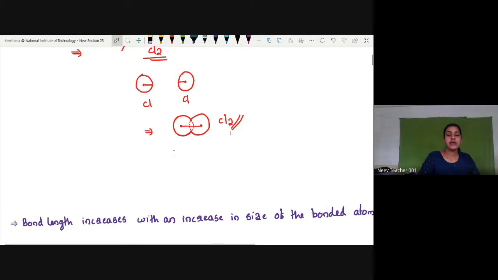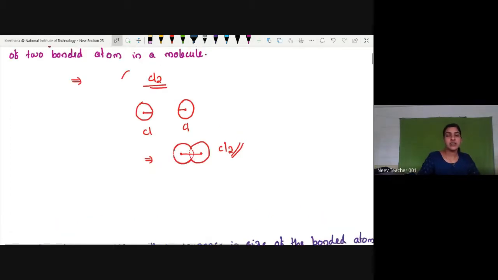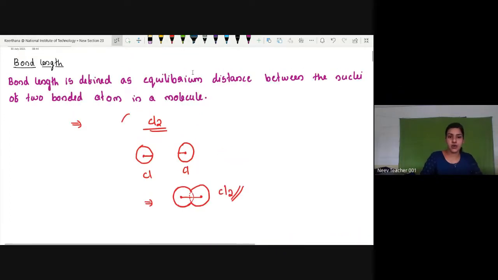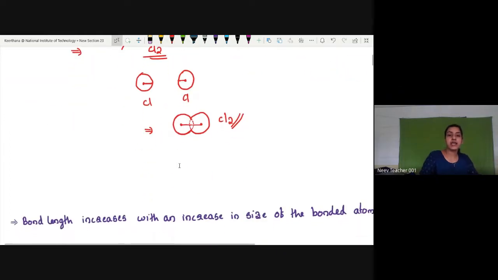Before I start covalent radius, just know what bond length is, and that bond length will show some difference. If you are measuring the normal independent atom radius, in the case of chlorine in the Cl2 molecule, it is not possible, because chlorine will not exist as a normal chlorine atom in nature.